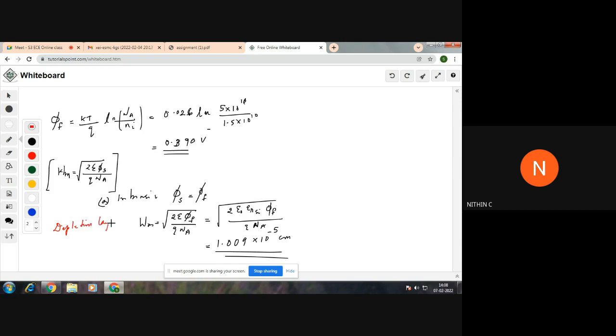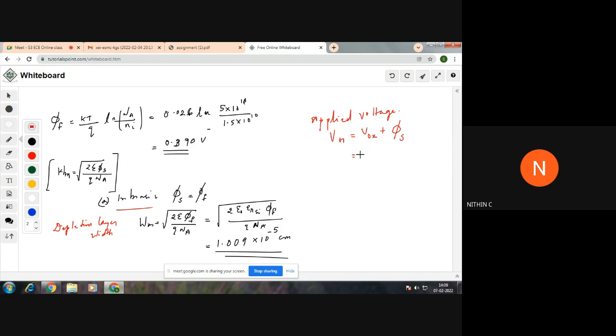Depletion layer with the case of intrinsic. Second, you are going to calculate the applied voltage. Applied voltage, that is VG, is distributed across the oxide layer, Vox, plus the semiconductor surface, phi S.